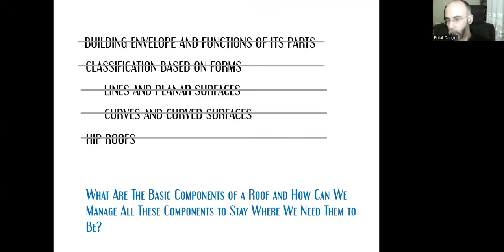What are the basic components of a roof, and how can we manage all these components, all these different products, layers, to stay where we need them to be? We need a structural system for the roof as one of its components, and we are going to learn how we can design and create the structural system of the roof.